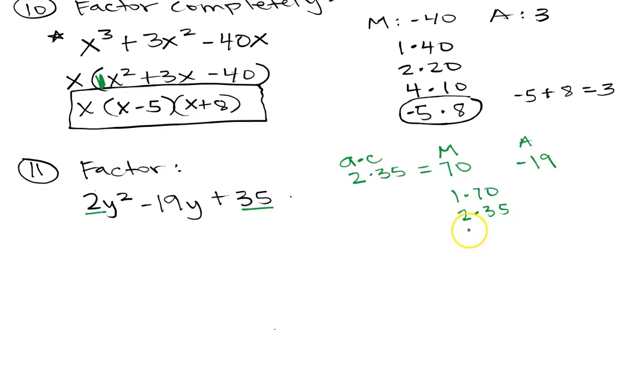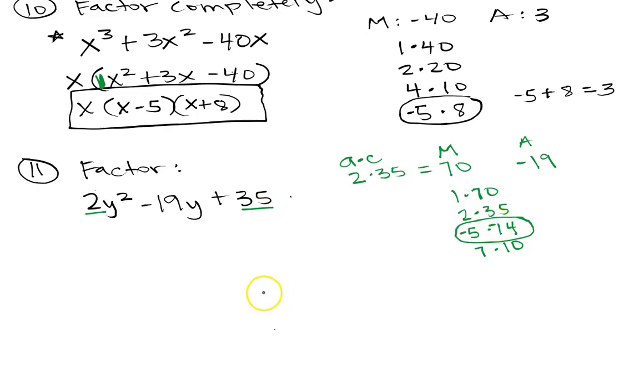3 doesn't divide in, 4 doesn't divide in, 5 divides in 14 times, 5 times 14, and then 6 doesn't, 7 times 10, and then 8 and 9 don't divide in. So these are all of my possibilities here. Now that I've got them all listed, which one of these could add or subtract to give me negative 19? Well, it looks like it's going to be 5 and 14, and both of those would need to be negative.